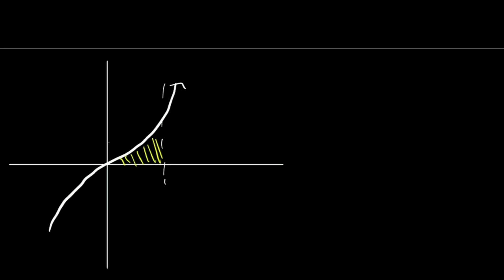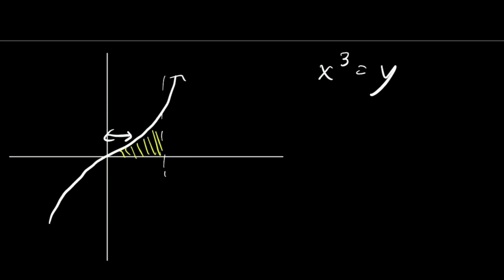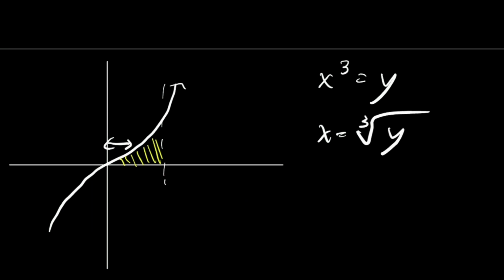So we have our function. And we're going to try to do disk method this time. In this case, we'll need to use washer because there's going to be a hole this distance right there. So our little r will be the function in terms of y. So x cubed equals y. So x equals the cube root of y. That gives us this distance here.